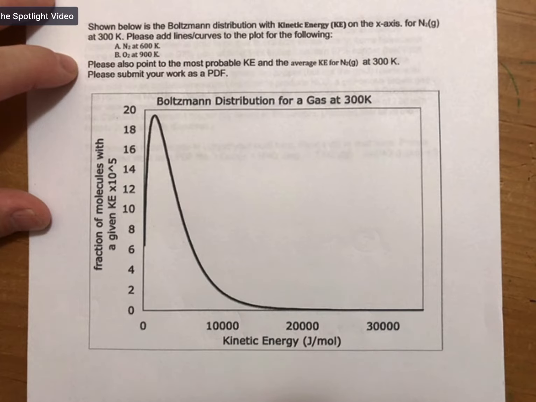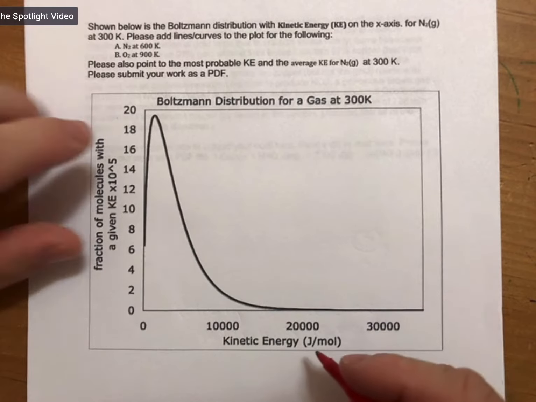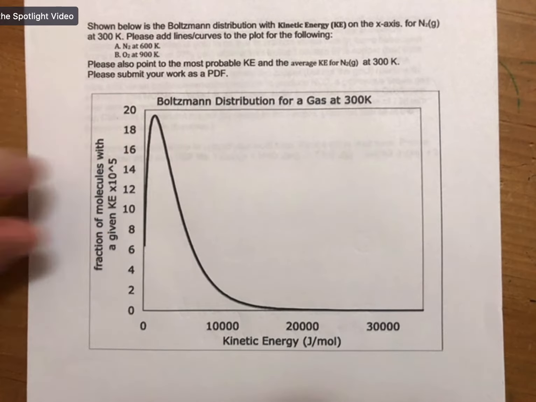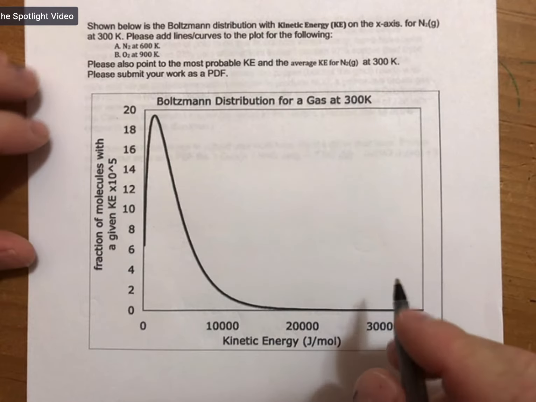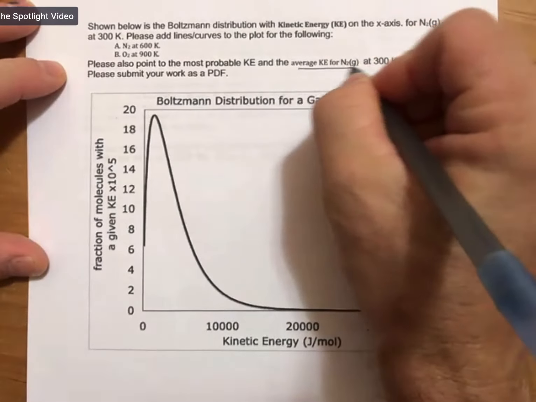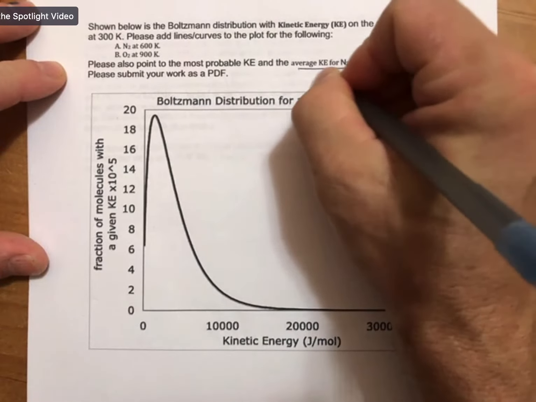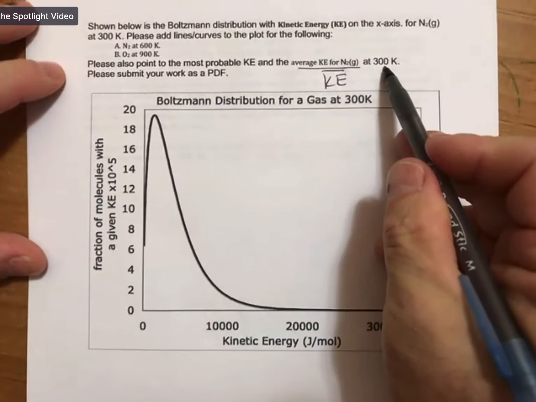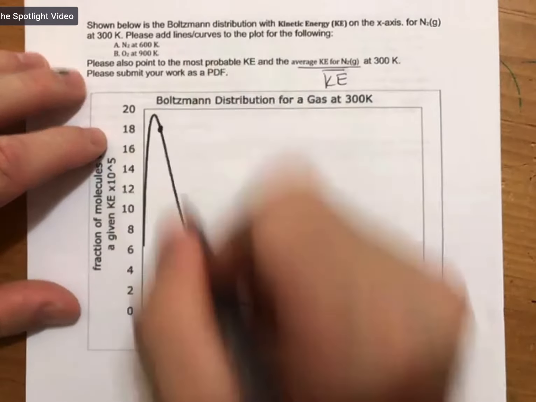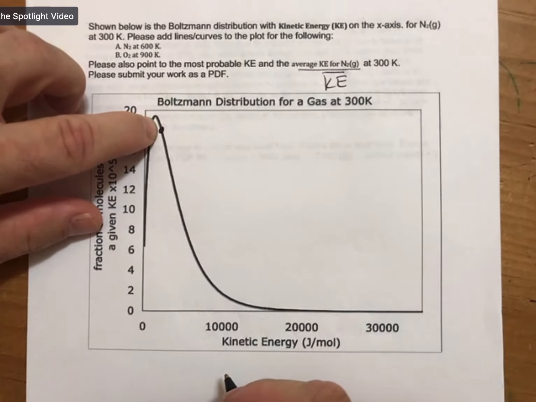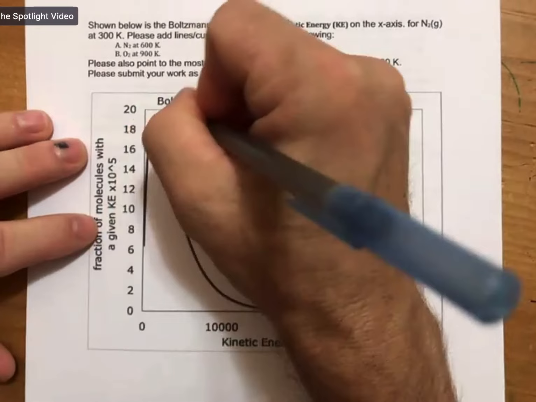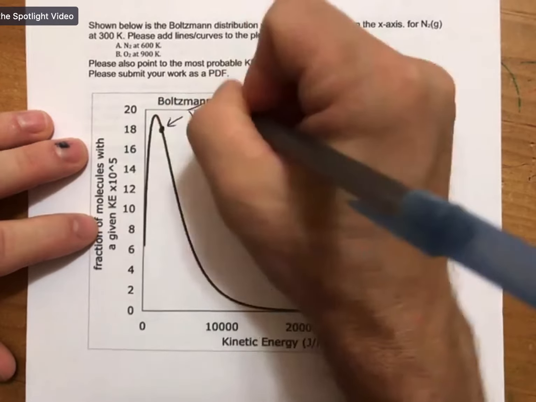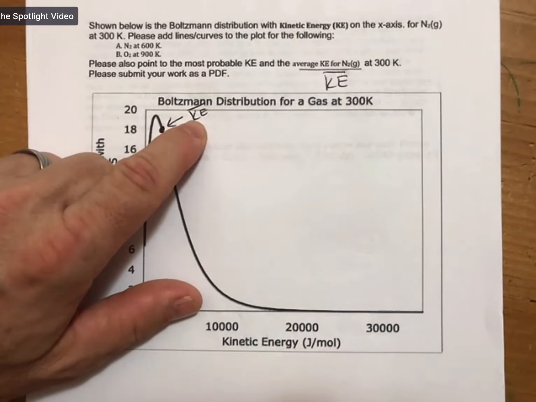We've talked about the average kinetic energy, and let's start by just dealing with this 300 Kelvin. And I'm glad I have 3 different colors of pens here for the other ones. So the average kinetic energy for nitrogen at 300 Kelvin is going to be somewhere just over the peak. And where you draw it exactly is up to you. But we're going to write KE average there.